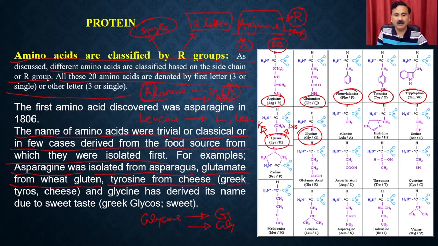And in Greek, tyros means cheese. That's why the name of the amino acid is tyrosine. Similarly, glycine derives its name from its sweet taste, because in Greek you have glykos, which means sweet. So these are the conventional names which were given, but later on people started giving names in a systematic scientific way, and that's how these kinds of names came about.